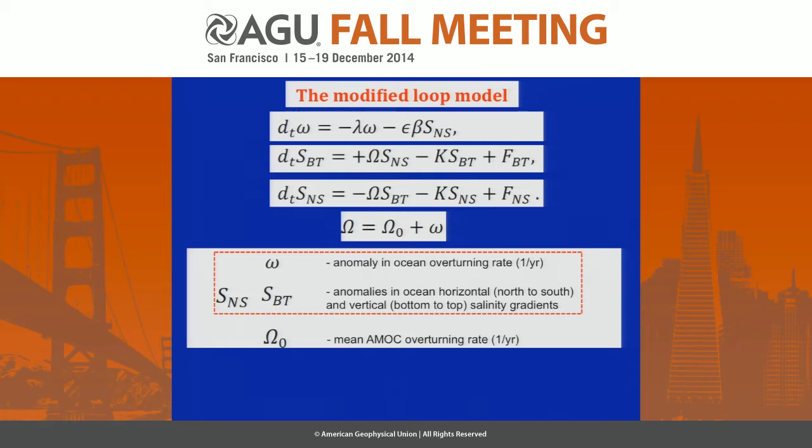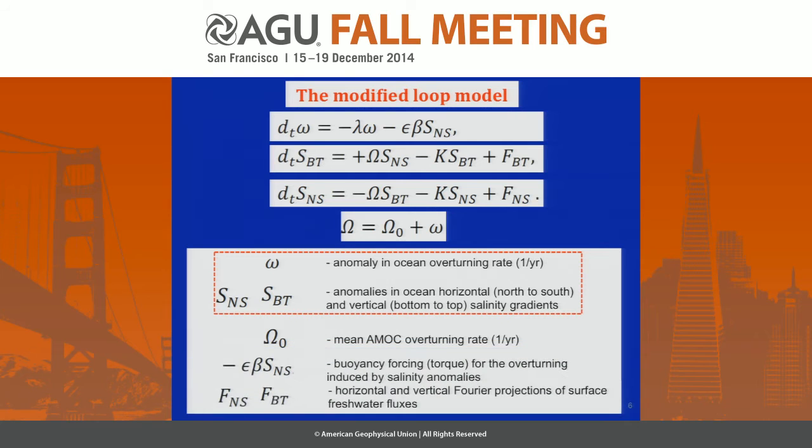And some other variables here: mean ocean overturning rate, omega naught, so it's the mean circulation with respect to which we'll have our oscillation. And we have forcing. We have a buoyancy forcing, or torque, for the overturning induced by salinity anomalies. And we have forcing due to freshwater fluxes at the surface. We actually have two components that project onto the horizontal and the vertical in the simple rotational model of the AMOC.